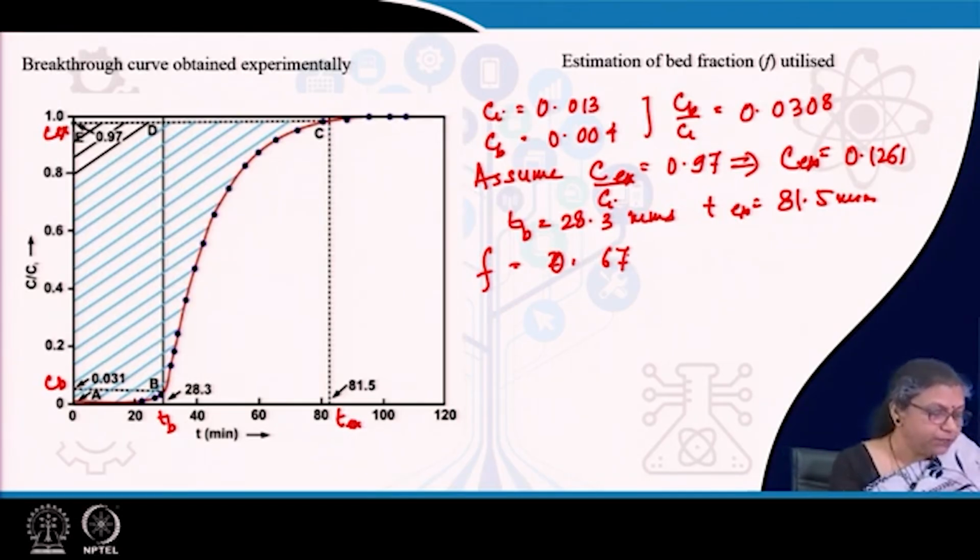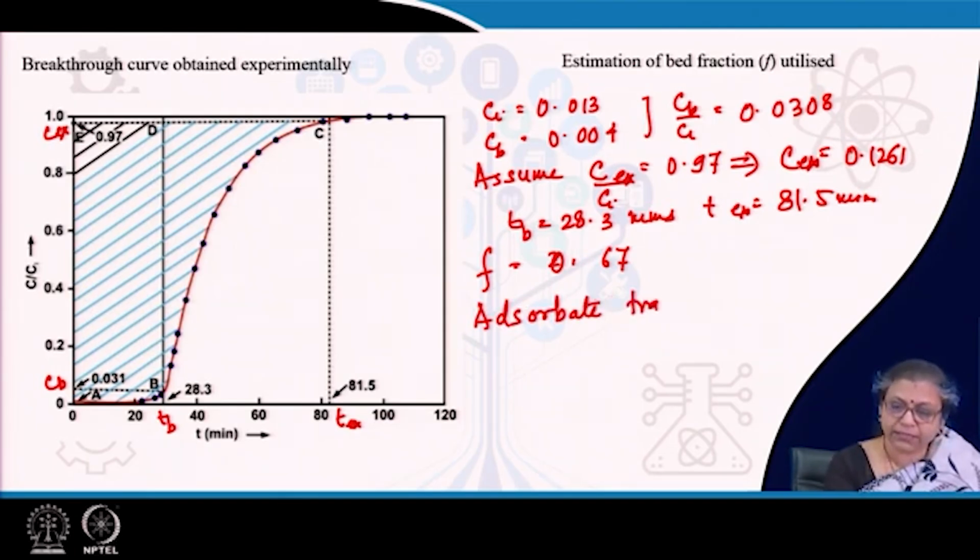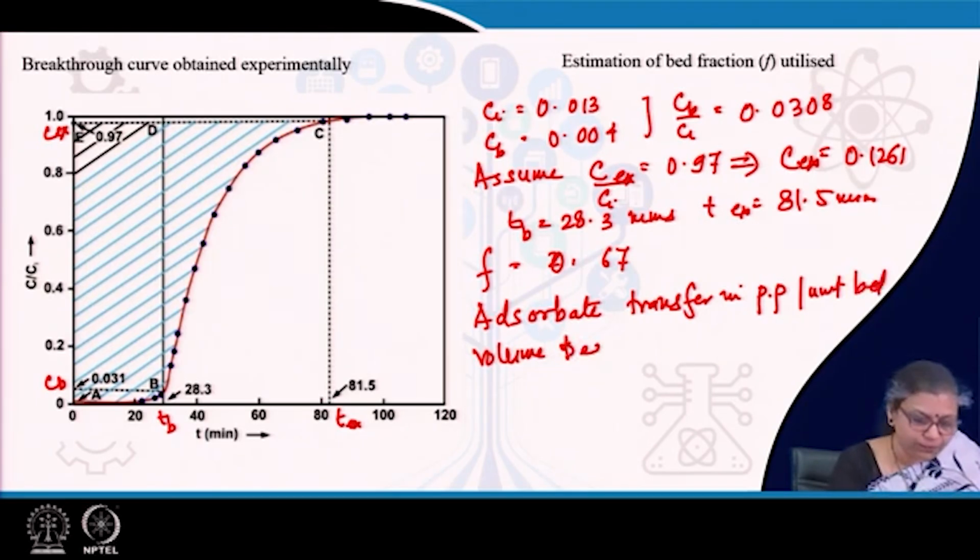Now, from here, what do we get? Once we have known F, we can find out the adsorbate transfer in the pilot plant. Pilot plant, I will take per unit bed volume.